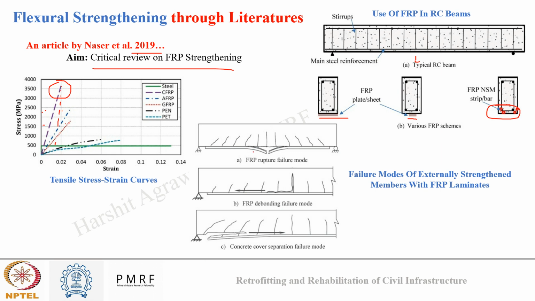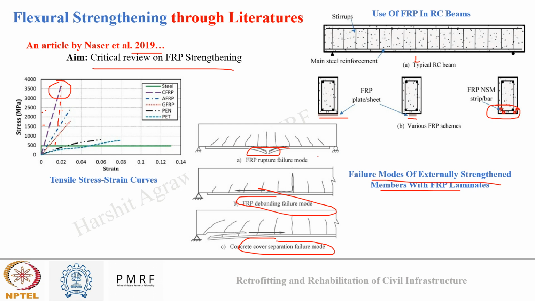And they also talked about different types of failures. Here you can see the FRP failure happened due to rupture, there was FRP debonding here, and there was concrete cover separation as a failure mode. Okay, so they talked about various types of failure modes which can occur in FRP strengthening.